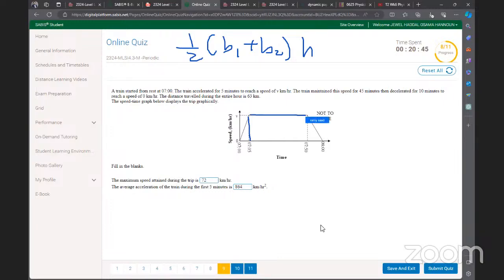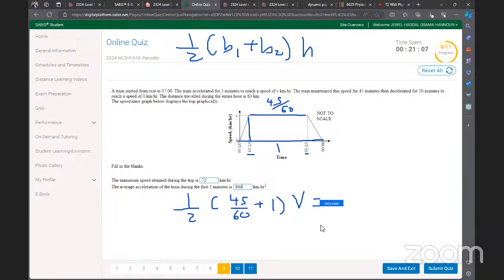So this is base 1, and the difference here between 5 and 50, so it will be 45 minutes. So it will be 45 over 60. And the difference here is 1 hour. So it will be half times 45 over 60 plus 1 times height, which is v, equal to 63. So shift solve, you get v, which will be 72. Next.